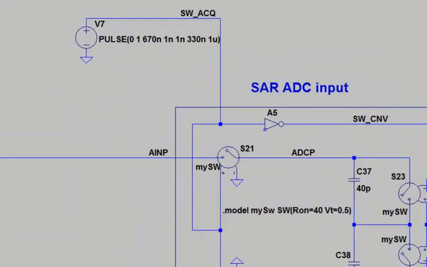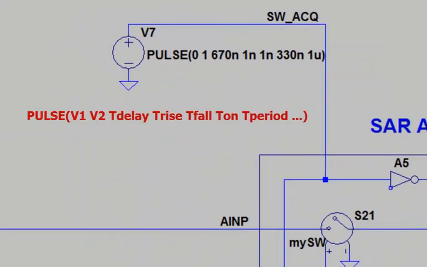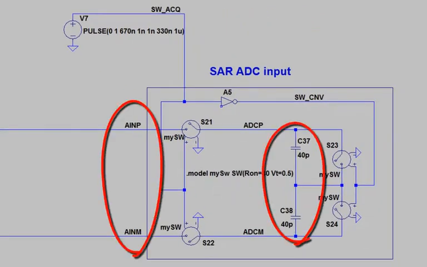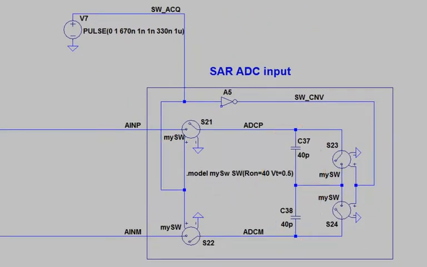Now I create a logic signal using a voltage source with the keyword pulse. I let the signal have a period of 1 microsecond, which corresponds to a 1 megasample per second sample rate for the ADC. I let the signal be high for 330 nanoseconds, which is the acquisition time of the ADC. This is the time during which the sample cap is connected to the analog input. The pulse is low for the remaining 670 nanoseconds of the period.